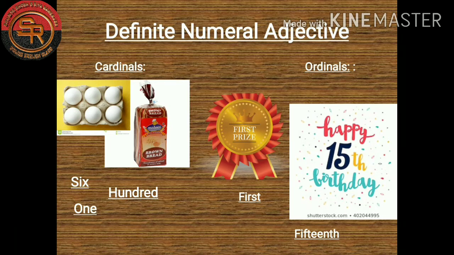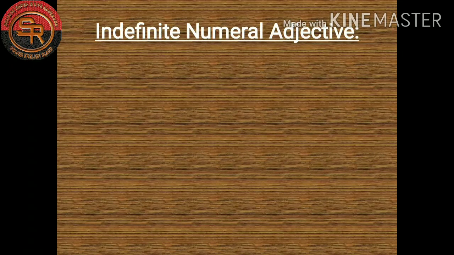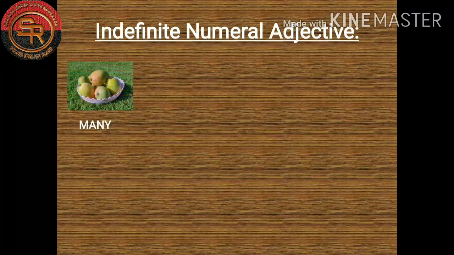Let me give you a few more examples. The first song of the film was melodious. Kuldeep was the last one to win the race. Now, let's move on to the next type of numeral adjective, that is the indefinite numeral adjective. So, what are indefinite numeral adjectives? Indefinite numeral adjectives are those words that do not give any exact number or quantity.